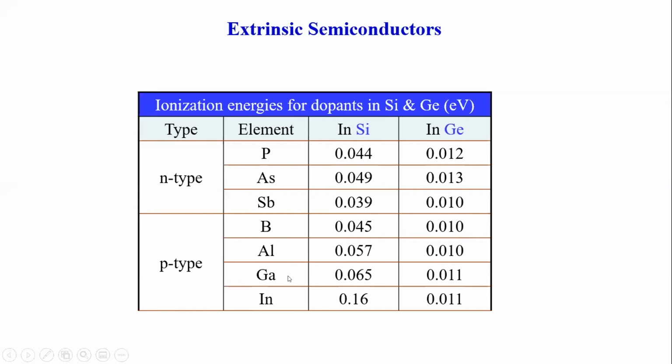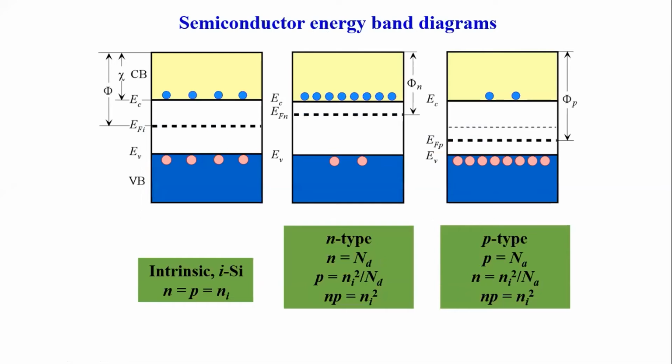The same goes for the p type also. You can take trivalent atoms into tetravalent silicon or germanium and make them p type, and these are the corresponding ionization energies shown to you. This is a comparison. Like I told you, in an intrinsic semiconductor the number of electrons in the conduction band is equal to the number of holes in the valence band.